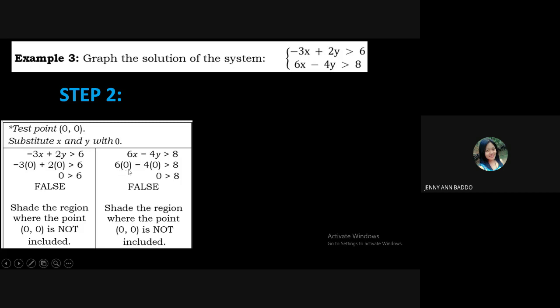And for the other inequality, we have 6x minus 4y is greater than 8. So we have 6 times 0, that's 0, minus 4 times 0 is 0. So 0 minus 0 is 0, is greater than 8. Again, it's a false statement.